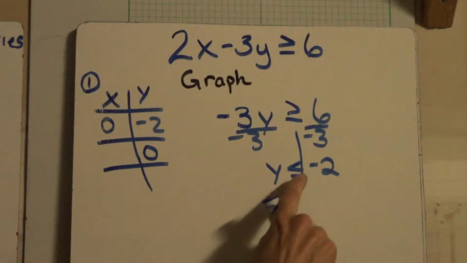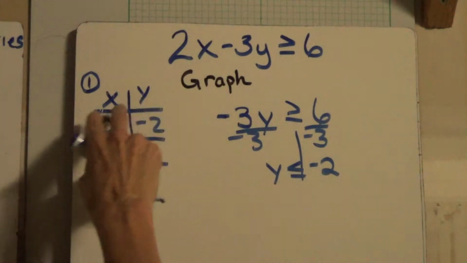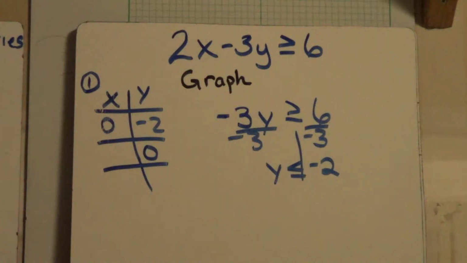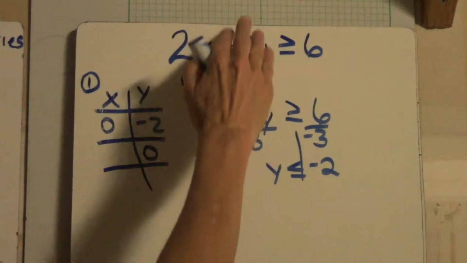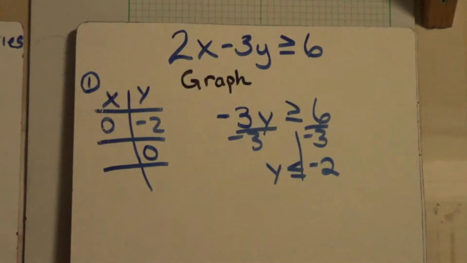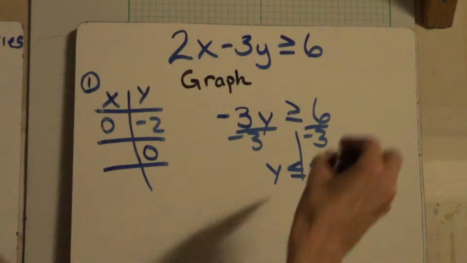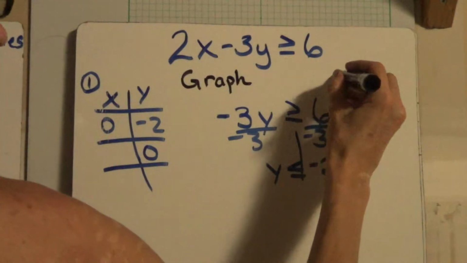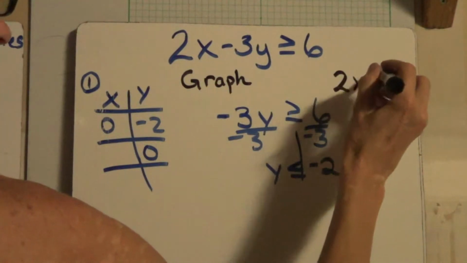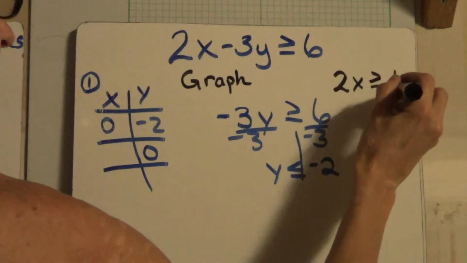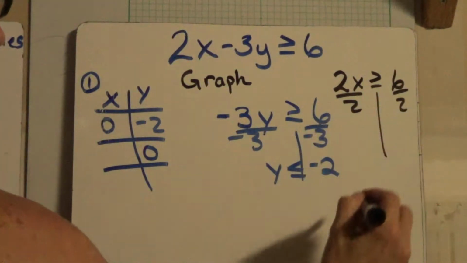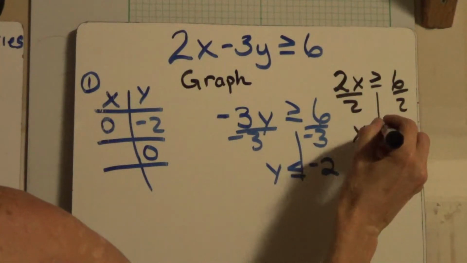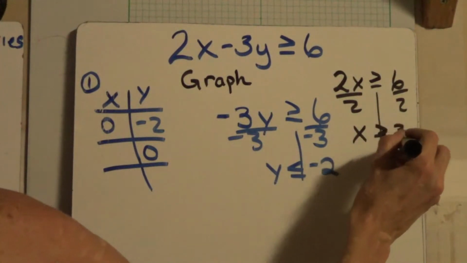We don't really worry about the less than or equal to at this point. We're just trying to get the points in here for this. Pretend that it's an equality if you need to. Now we go to y being 0. So we wipe out that negative 3y. 2x is greater than or equal to 6. Divide by 2 on each side. And we have x is greater than or equal to 3.